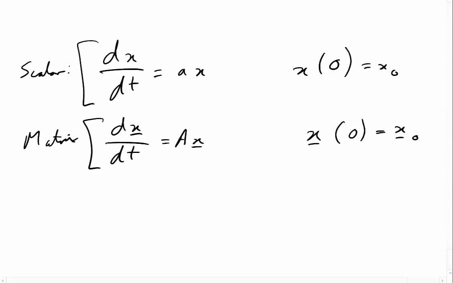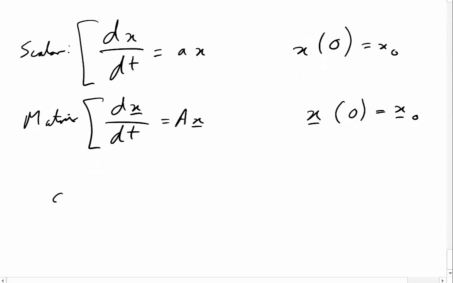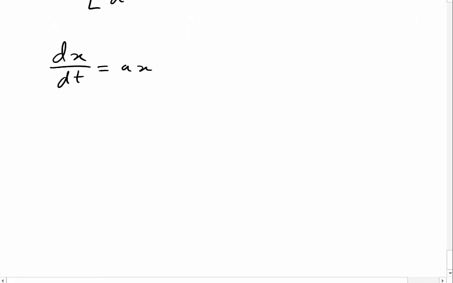All right, so let's try and solve this scalar case. This is just an ordinary differential equation, nice and easy to solve, hopefully, if you know your techniques. Okay, and I'm going to do it this way. I'm going to integrate both sides. So I'm going to have integral of 1 over x dx equals integral of a dt.